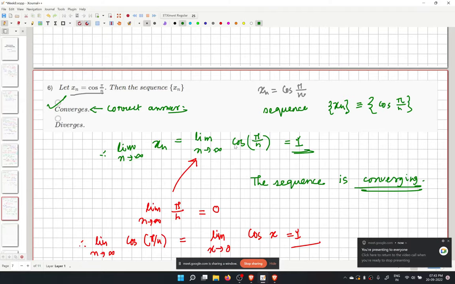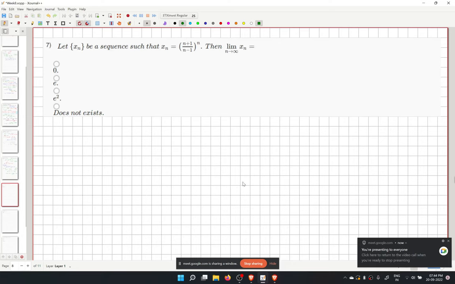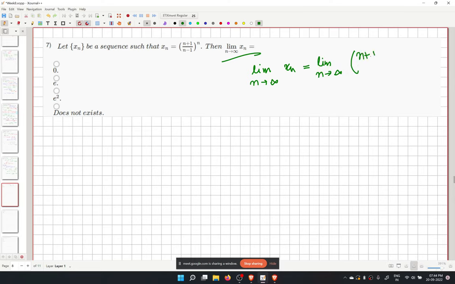Okay, so no questions. That means we can go to the next problem, which is problem number 7. And again, we have to find a limit. We have to find the limit as n tends to infinity of xn, which is equal to the limit as n tends to infinity of (n plus 1 by n minus 1) whole to the power n.